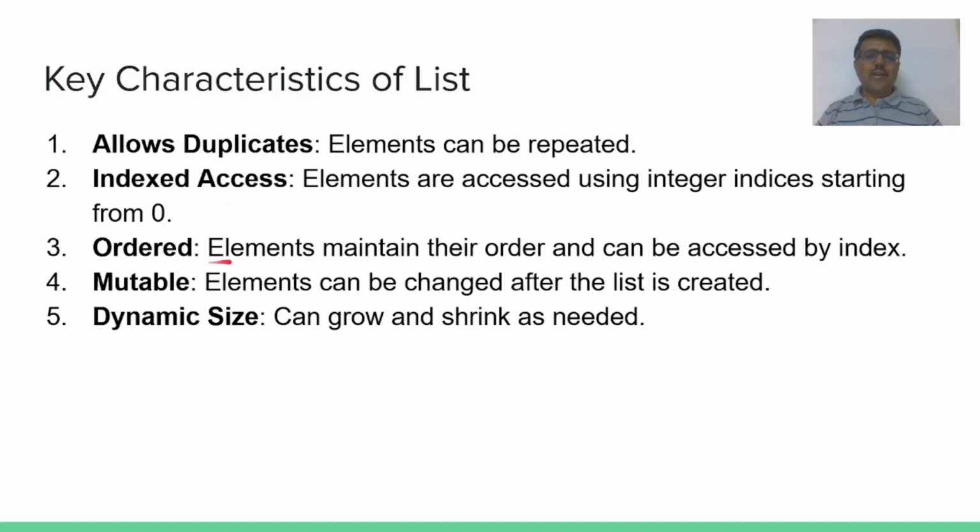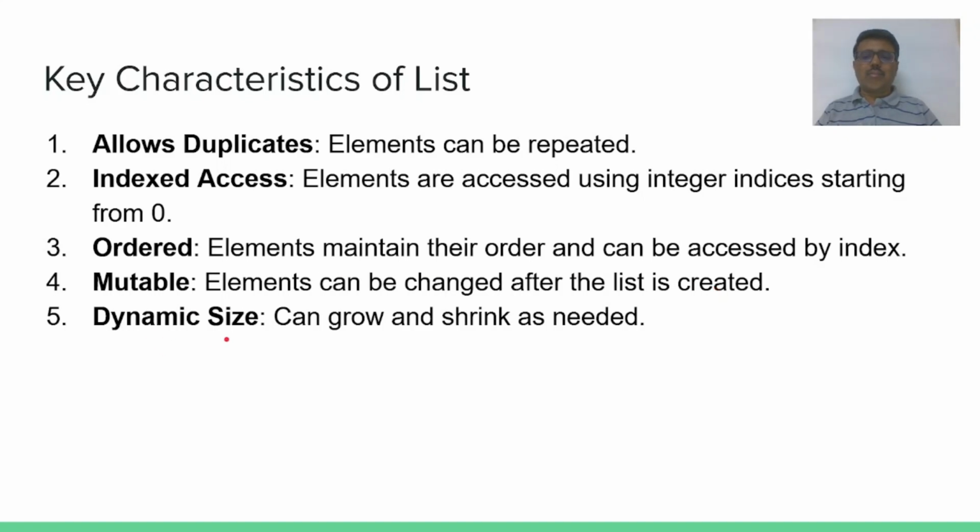And then ordered. That means the items are in the order in which they are available, and I'll be able to retrieve them in the same order. Whatever the index position, I can specify and get it out. Okay, mutable. In simple terms, it means I can change it. If I want to edit and replace an item, I'll be able to do that. So elements can be changed after the list is created. That's what mutable means. I can change that list.